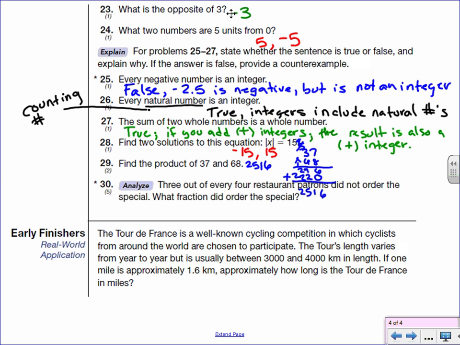3 out of every 4 restaurant patrons did not order the special. So if I draw the pie graph, 3 out of 4 did not order the special. What fraction did order? Well, that's the opposite, 1/4 ordered the special.